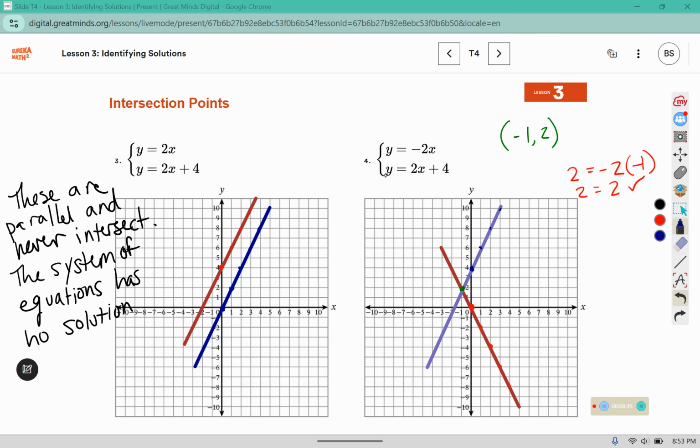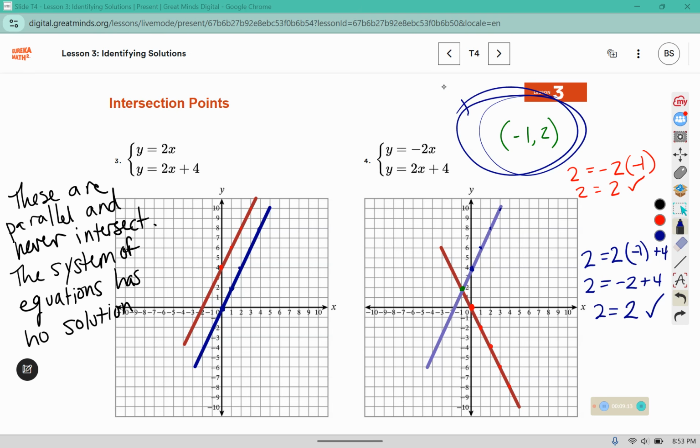For the second equation, again, replace the y with 2 and the x with negative 1. 2 times negative 1 is negative 2. And negative 2 plus 4 is positive 2. So it is also a solution to the second equation, which means this point is a solution to the system.